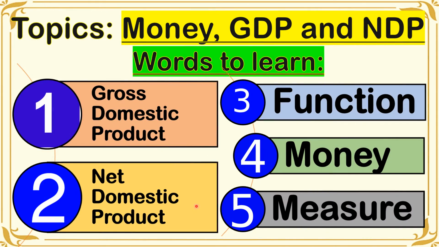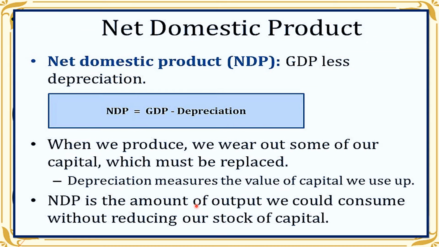The next word is net domestic product. Net domestic product or NDP is equal to GDP less depreciation. When we produce, we wear out some of our capital, which must be replaced. Depreciation measures the value of capital we use out. NDP is the amount of output we could consume without reducing our stock of capital.